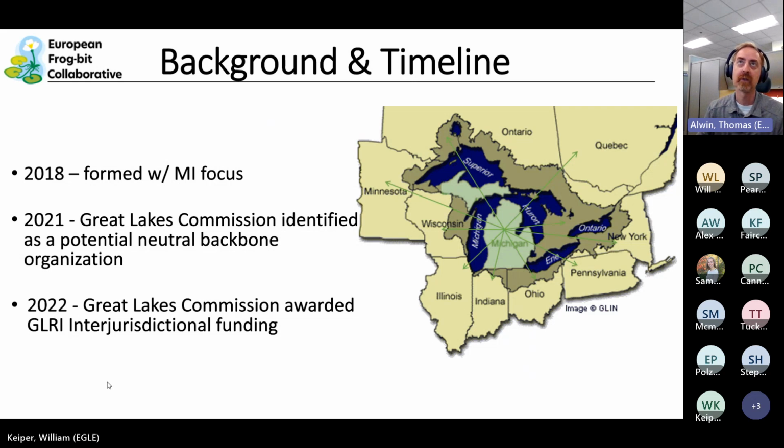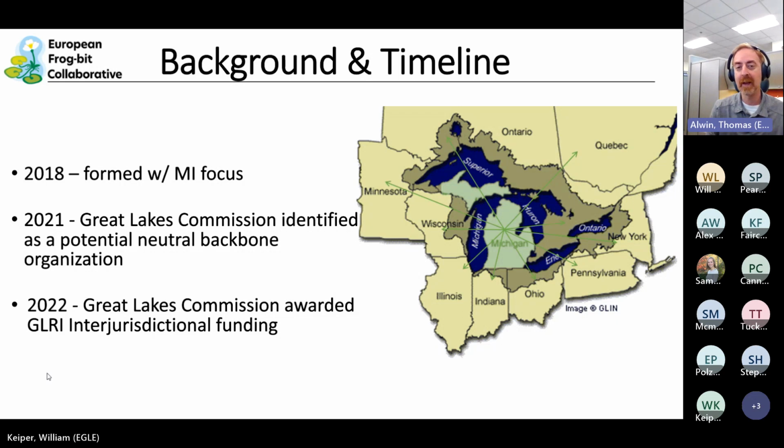So that was part of the Great Lakes Phragmites Collaborative, but there is a European Frogbit Collaborative now as well. That has been around since about 2018 and formed with a Michigan focus. But just recently, last winter, the Great Lakes Commission began facilitating the collaborative, and it's now being expanded out to the Great Lakes states and provinces, and really looking to expand the Frogbit Collaborative, get the work done throughout the Great Lakes Basin, learn as much as we can, and make a lot of improvements.